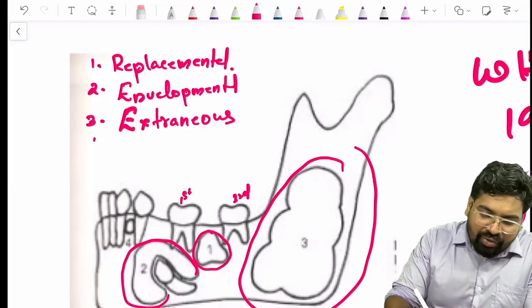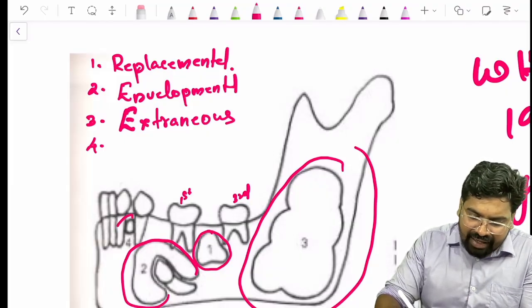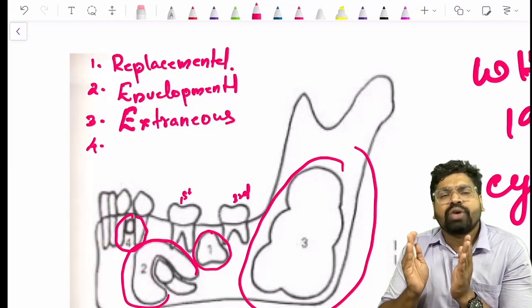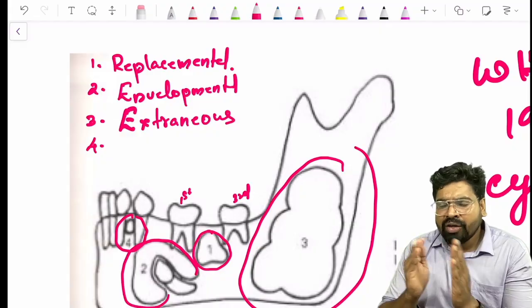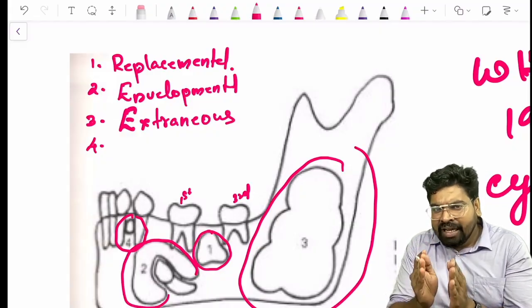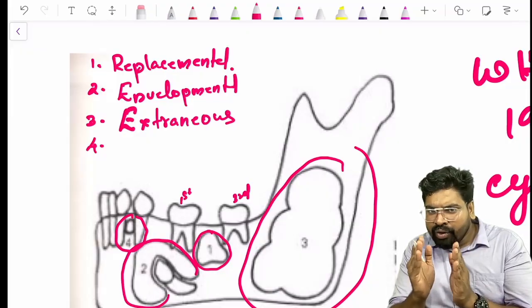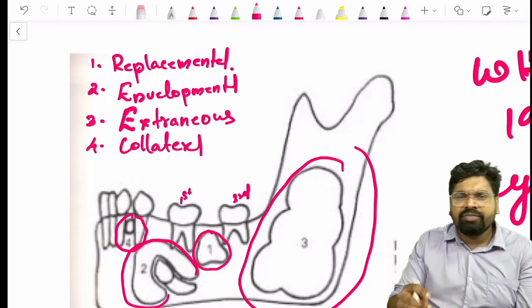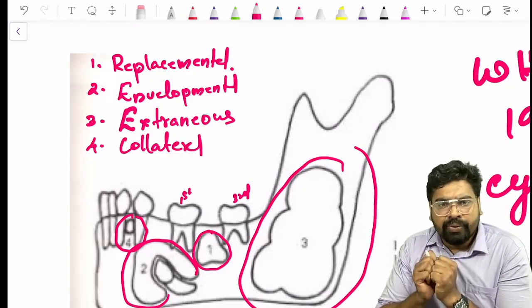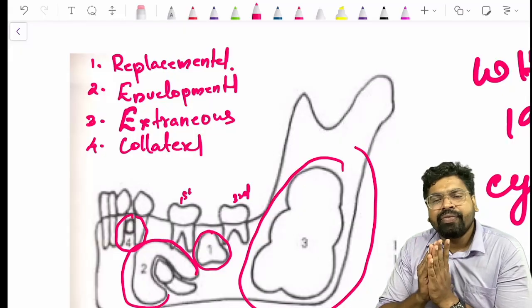Okay, and number 4, you can see here the 4 has arisen in between the roots of two teeth. If you see an OKC in between the two roots of a tooth, it is between or lateral to the root. Collateral type means between the roots of two teeth. Okay, so these are the 4 types of OKCs.